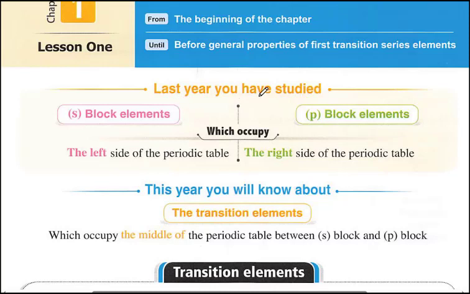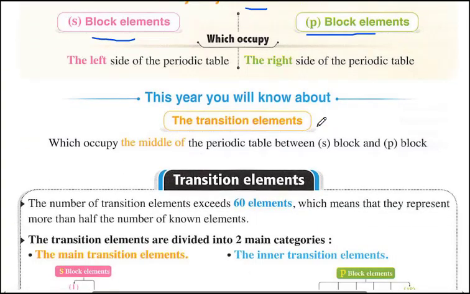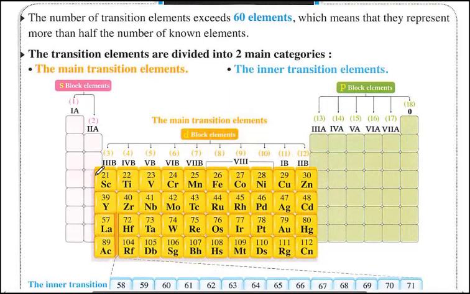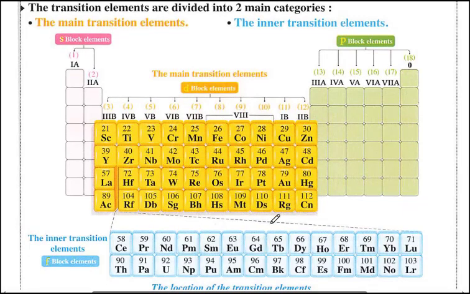Okay, last year we studied the S block elements, which occupy the left side of the periodic table, and the P block, which exists on the right side of the periodic table. So the transition elements that we want to study are the first series of the D block. The main transition elements are this block in the middle of the table, and the inner transition elements are under the table to avoid making it so long.